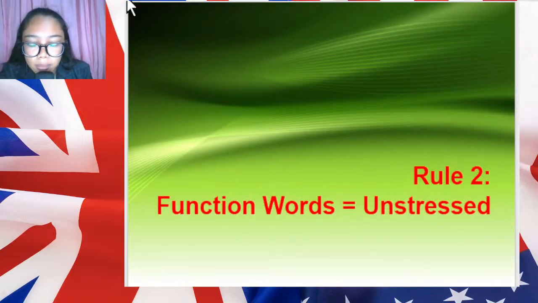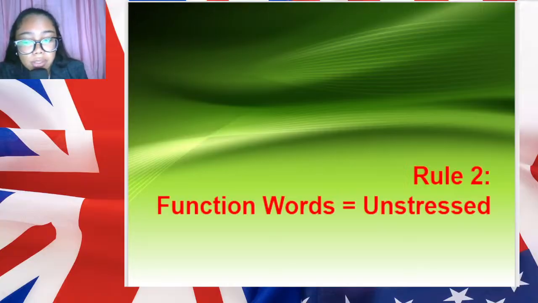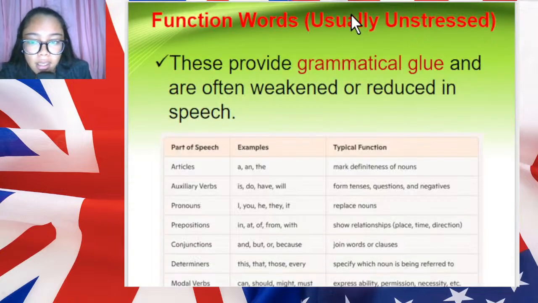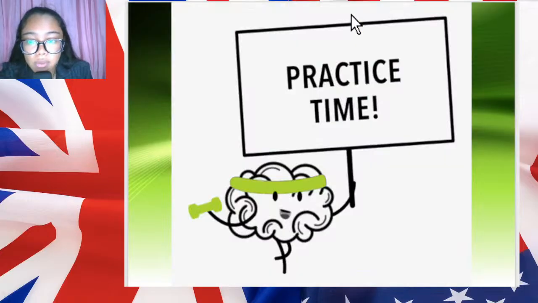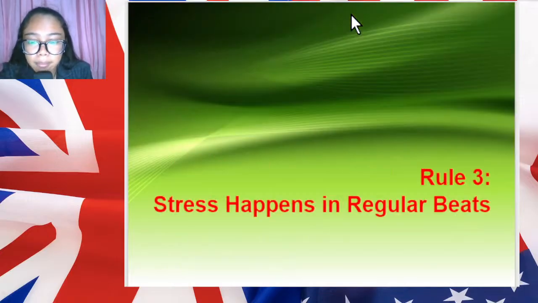so we continue with rule number two: function words are usually unstressed. Okay, so these function words act as grammatical glue and are often weakened or reduced in speech. What are these function words? It includes articles, auxiliary verbs, pronouns, prepositions, conjunctions, determiners, and even modal verbs. Okay, all right. Those are function words, usually unstressed, but not all the time.